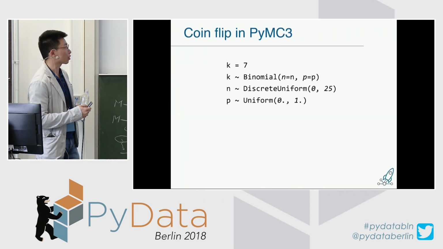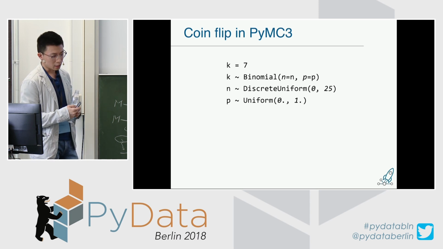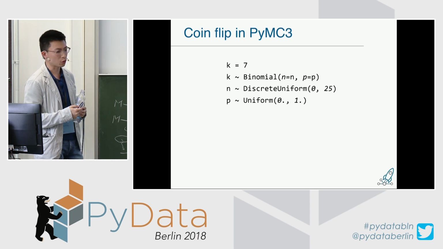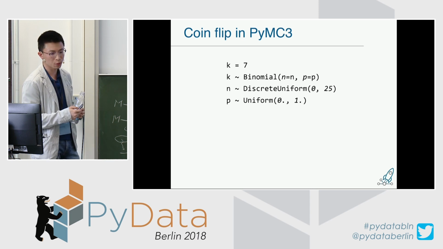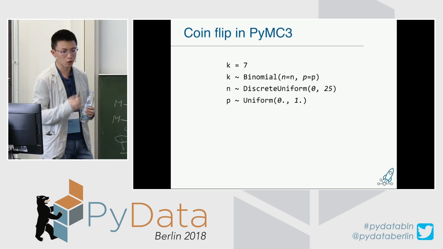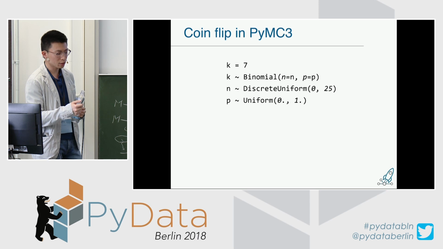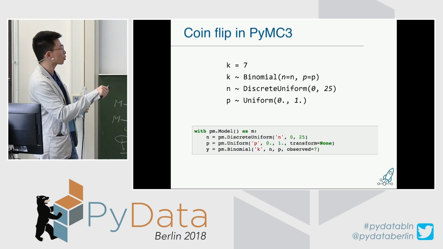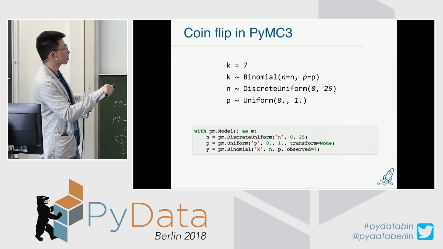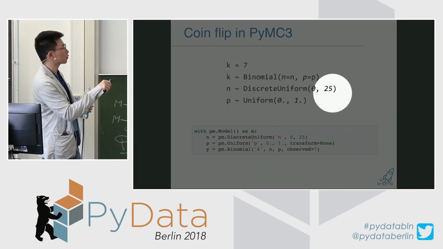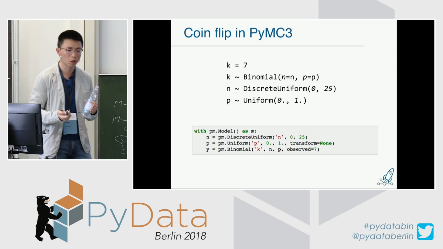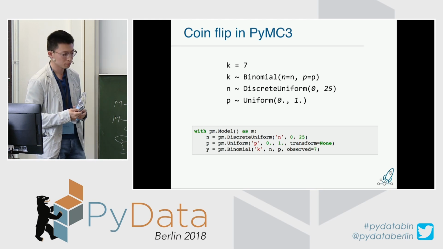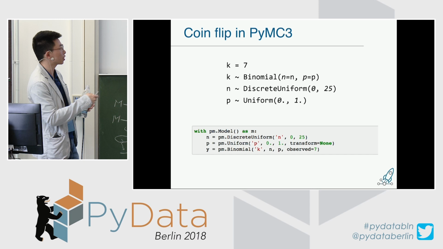So now let's go to PyMC3 with some actual examples. Go back to the coin flip example with a binomial trial. It's a little bit unconventional: let's say that we also don't know the total number of coin flips, and we just give it a uniform between 0 and 25. The observation here is 7.